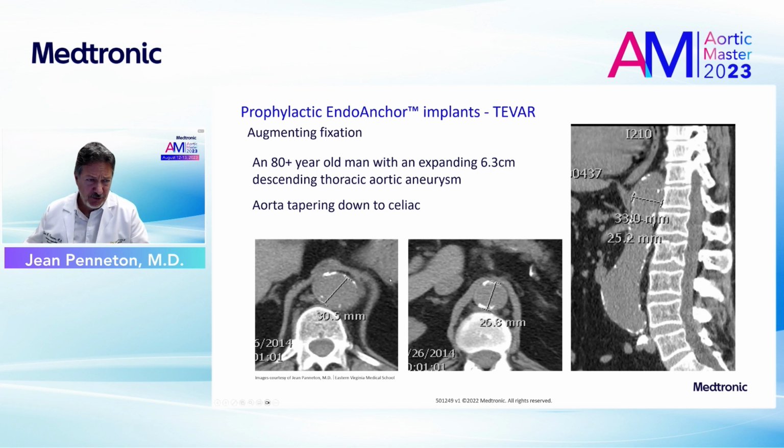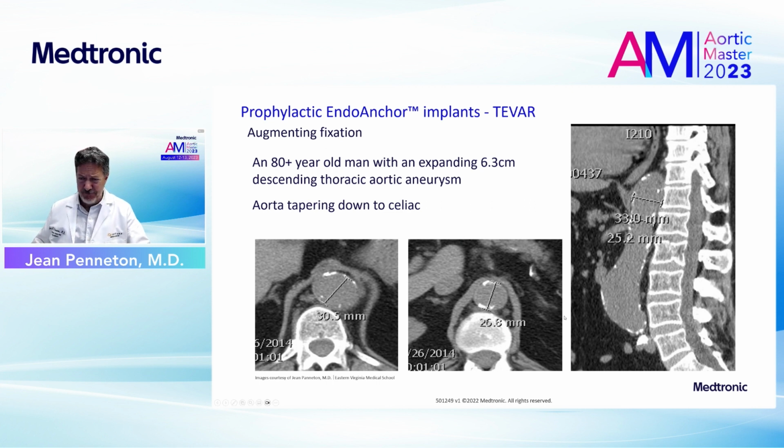Here's an example of that. This is an 80-year-old male patient presenting with a 6.3 cm descending thoracic aortic aneurysm. And I'm sure you've all seen this, this kind of natural tapering down of the thoracic aorta as it tapers toward either the celiac or the superior mesenteric artery. And the tapering here is quite significant. It goes from 33 down to 25 millimeters.